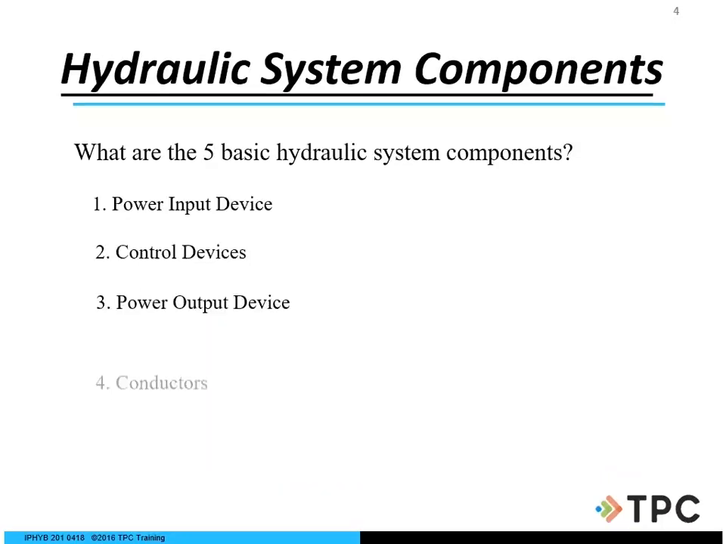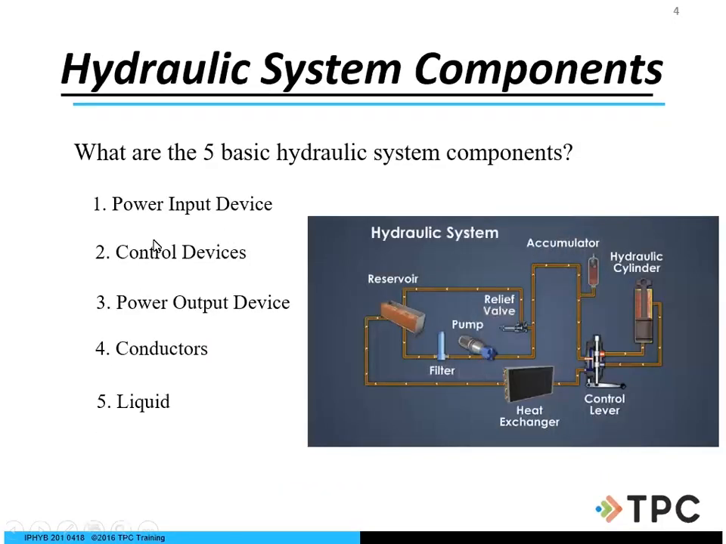So we have the 5 basic hydraulic system components. We have our power input device, control devices. How are we going to control it? I don't want to get too much into the weeds here, but are we getting to the PID loops? Do we want a complete feedback? Are we using 4 to 20 milliamps, 0 to 10, 0 to 5 volts, and so forth?